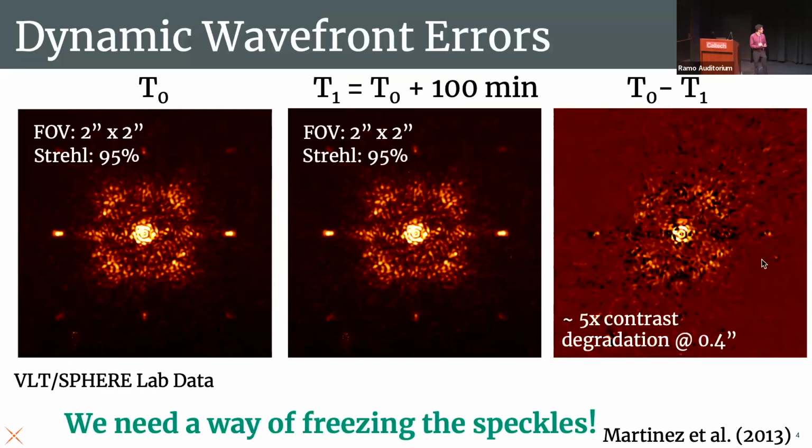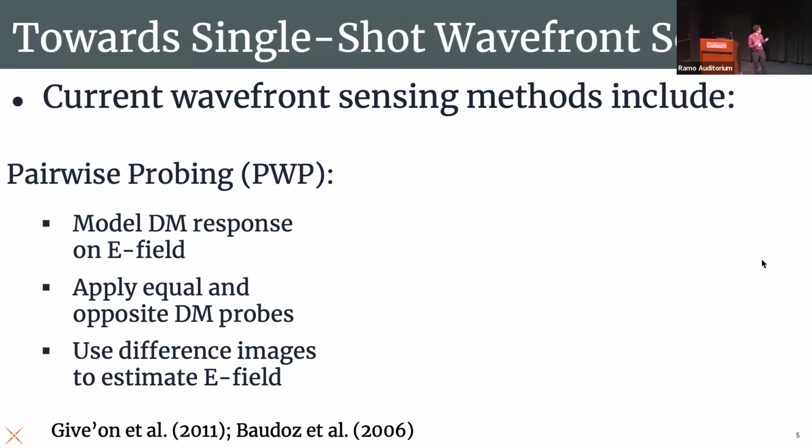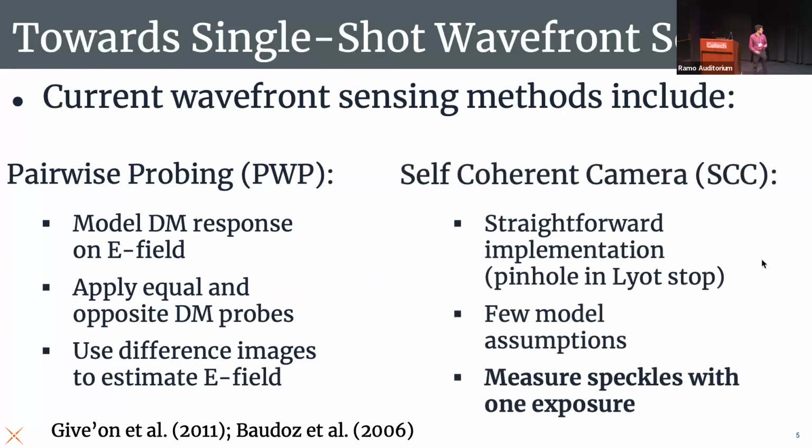So we need a way of effectively freezing these speckles in order to best sense them. And in addition to being able to accurately sense these speckles, doing so could also relax these picometer-level stability requirements for habitable worlds. And so in terms of a review of current wavefront sensing methods, one such method is pairwise probing, in which we model our DM's response on the electric field. We apply equal and opposite DM probes, and we use these difference images to estimate the electric field.